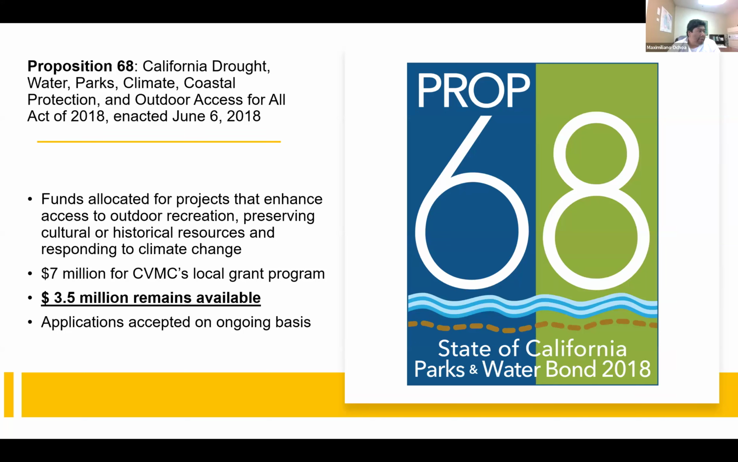Another funding that we have is the Proposition 68. This is the California Drought, Water, Parks, Climate, Coastal Protection, and Outdoor Access for All Act of 2018. The Conservancy received 7 million for local grant programs. Currently, we do have 3.5 million remaining available. And this grant does not have a hard deadline, so the applications are accepted on an ongoing basis.